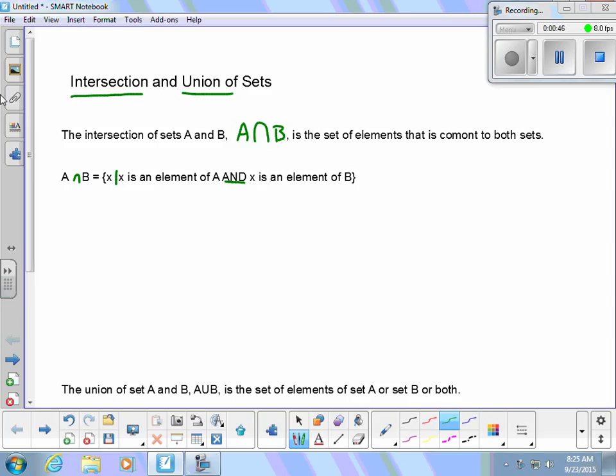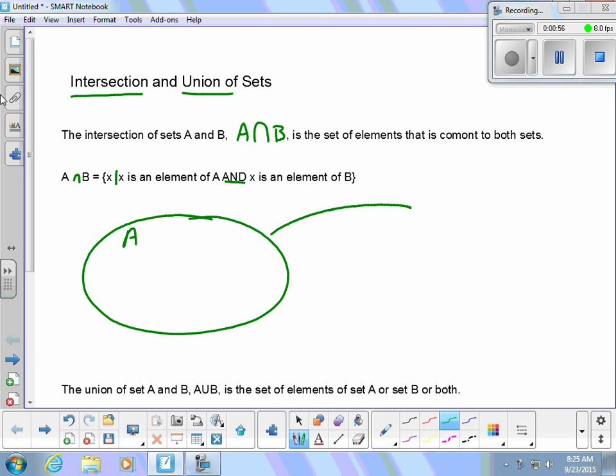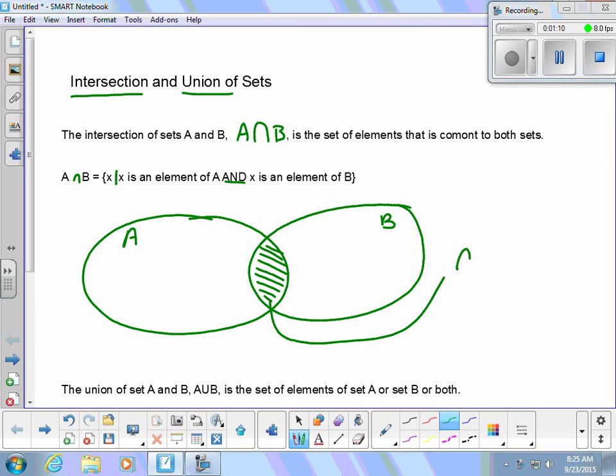We can show that using a Venn diagram. If this is all of the elements of set A, and this is all of the elements of set B, then the elements of the intersection are the elements that they have in common. So it's where the overlap is in the diagram. That would be A intersect B, that area.